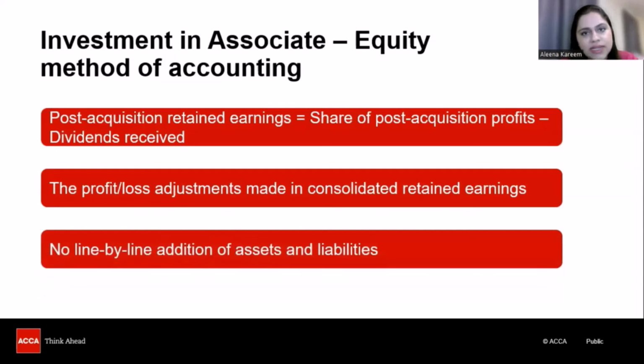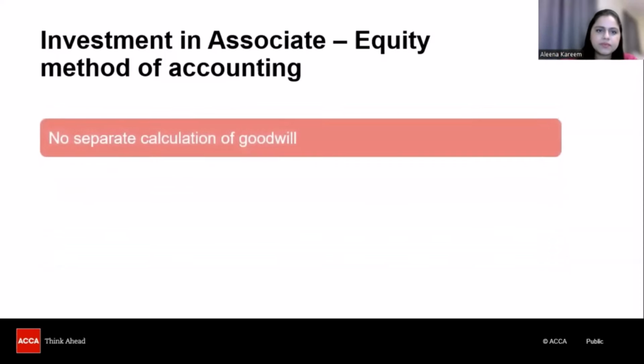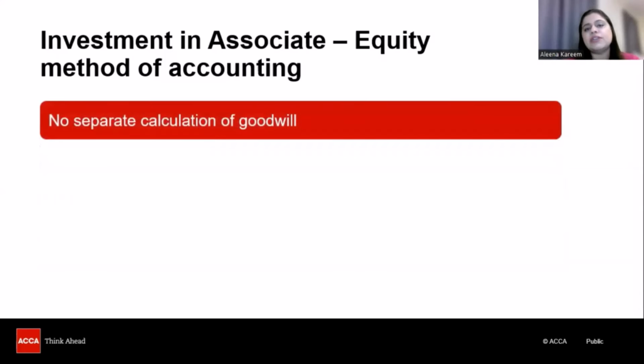It's still a very common error. The examiner has repeatedly pointed this out, that students at times mix this phenomenon and do a line-by-line addition for the associates also. That's not the case. No other working is done. We just have one item on the asset side, and that is the investment in associate. Then there's no separate calculation of goodwill.